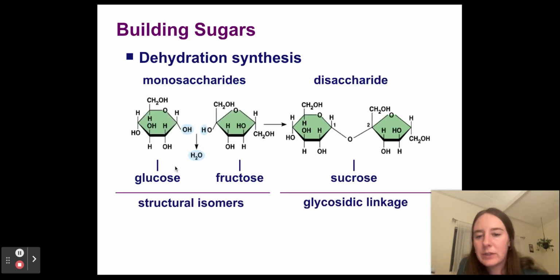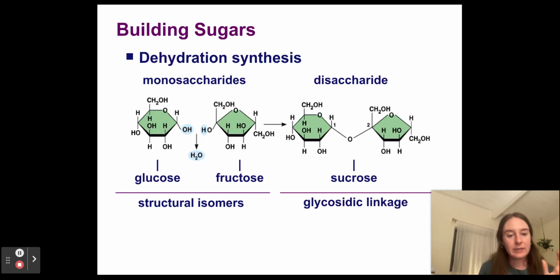Another example, so if we took a glucose and a fructose and did dehydration synthesis, synthesis means to put together, they would form sucrose. So this is your table sugar, a disaccharide. Now, disaccharides are in your food, but you can also build really, really long sugars called polysaccharides.